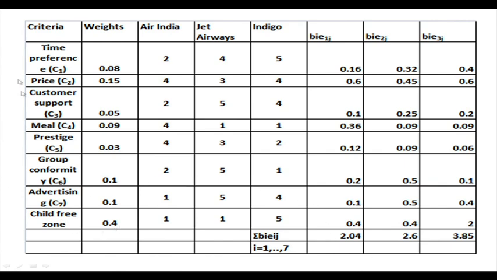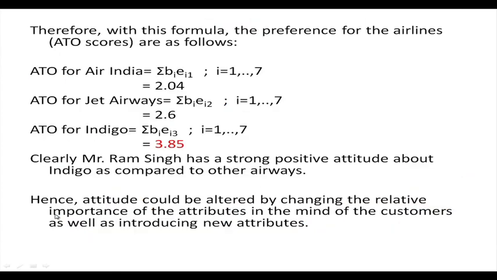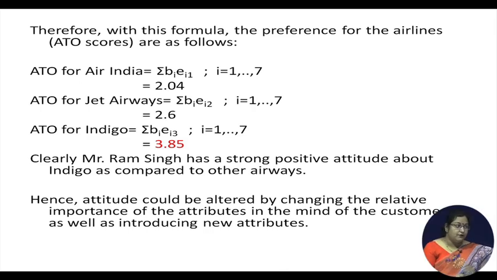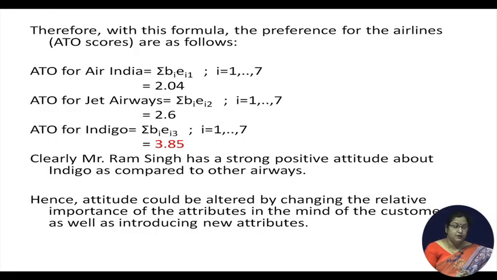So, clearly all other relative weightages have changed, and we are seeing now his preference is towards the airline which is providing this particular attribute. Therefore, the ATO score for Air India is 2.04, for Jet Airways is 2.6, and for Indigo is now 3.85. So, clearly now Mr. Ram Singh has a strongly favorable attitude towards Indigo as compared to any other airways. Hence, the attitude could be altered by changing the relative importance of the attribute in the mind of the customer, as well as you can add a new attribute and change.